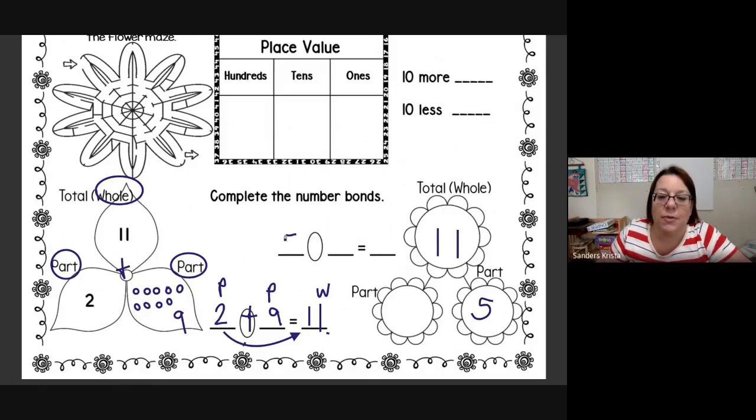So I'm going to do 5 plus blank equals 11. And I know that this is a part plus a part equals the whole. So I'm going to count on 5, 6, 7, 8, 9.